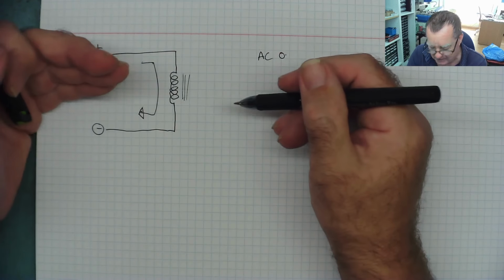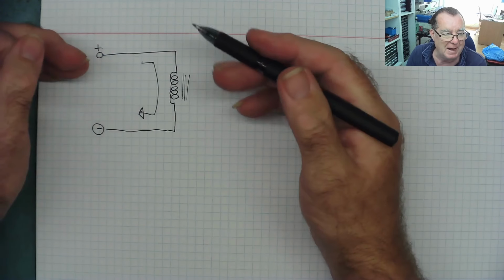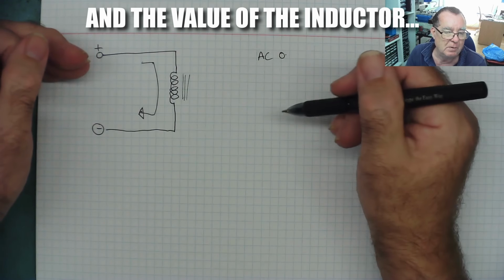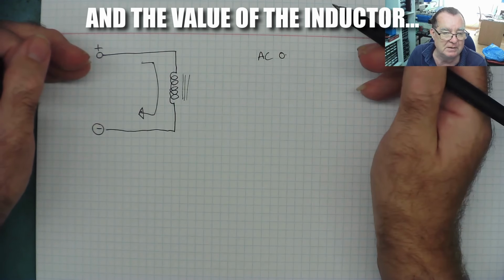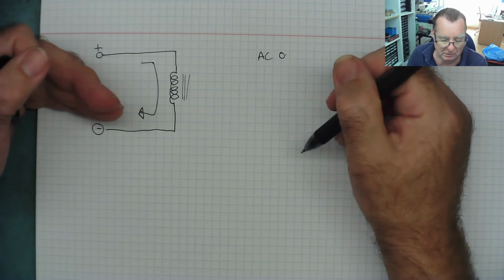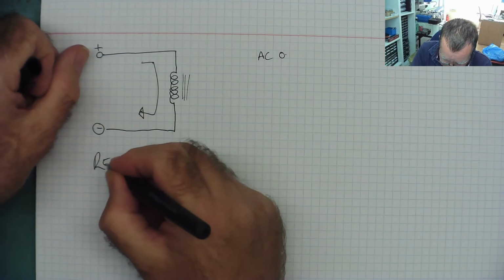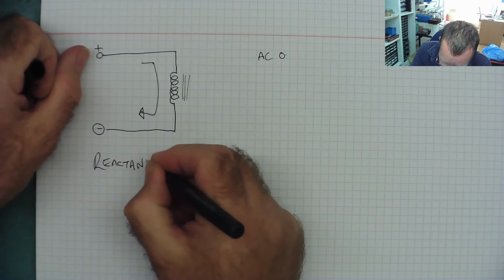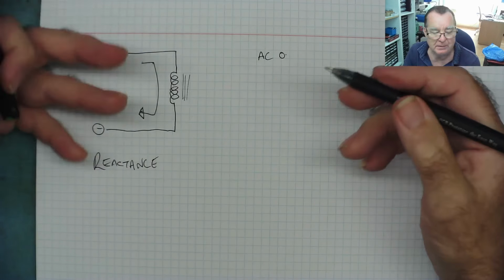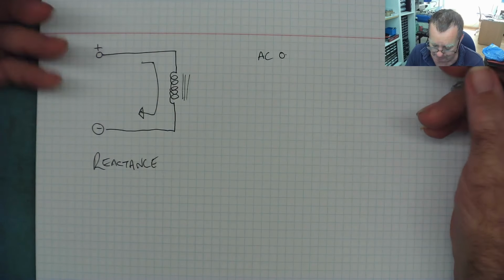It acts like a resistor and looks like a resistor, but the value of the resistor will depend on the frequency. So at a higher frequency, it looks like a higher resistance. At a lower frequency, it looks like a lower resistance, and the resistance is actually called reactance. But as far as we're concerned, for test purposes, we can consider it to basically be a resistance.